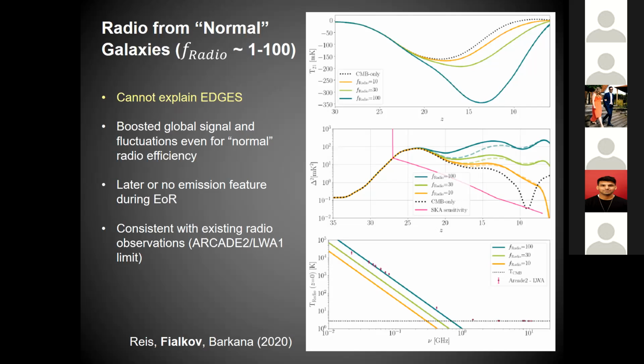In these cases, of course, radio galaxies also contribute to the redshifted radio background that can be observed today, for example, by experiments such as ARCADE, LWA. But for this normal radio production efficiency, this radio background is actually below their detection limit, so it wouldn't saturate and wouldn't corrupt any observations that we already have, just adding power to the high redshift 21 centimeter signal. And also these normal values of radio production efficiency are too low to explain the EDGES detected signal.